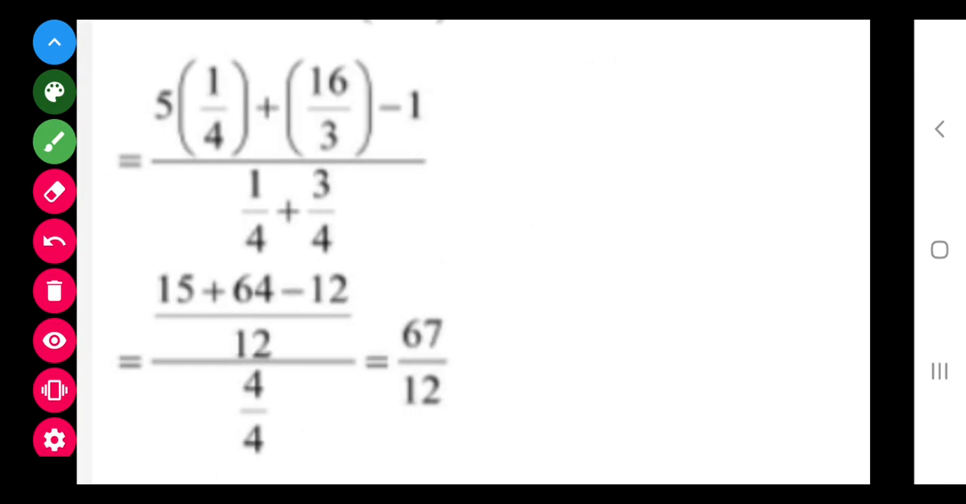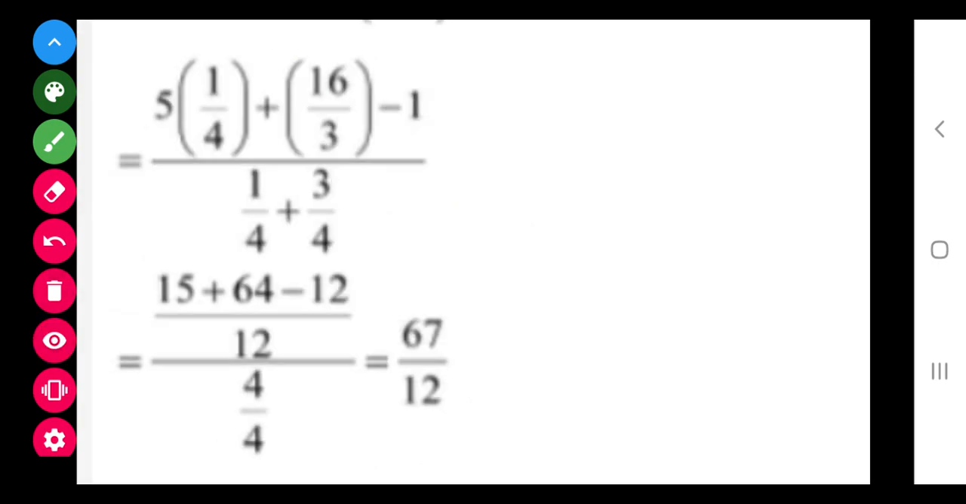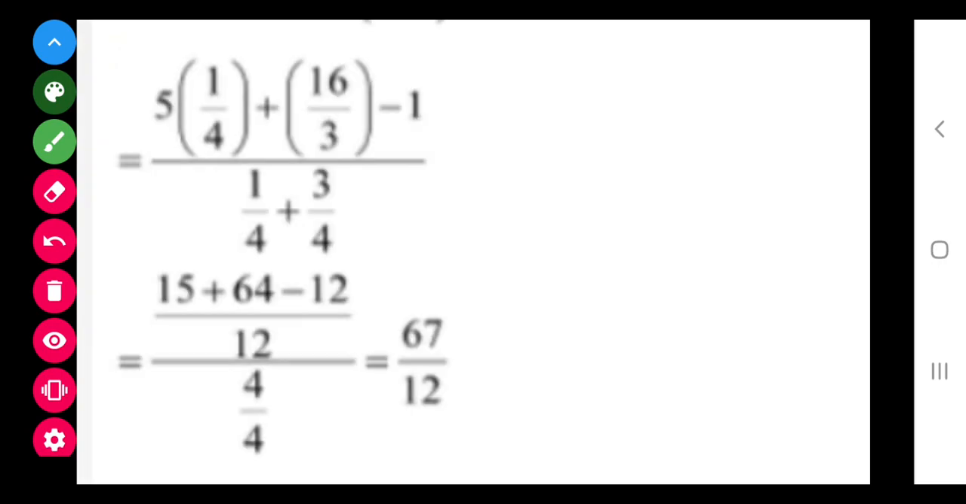Next is also the same. Try this also. This is a little bit simple because it is a square, so root is not coming. That's why it is a little bit simple. So on solving you will get this. On solving, the final answer is 67 upon 12.